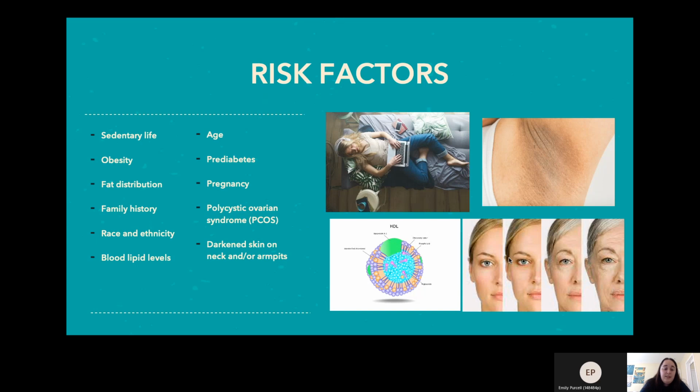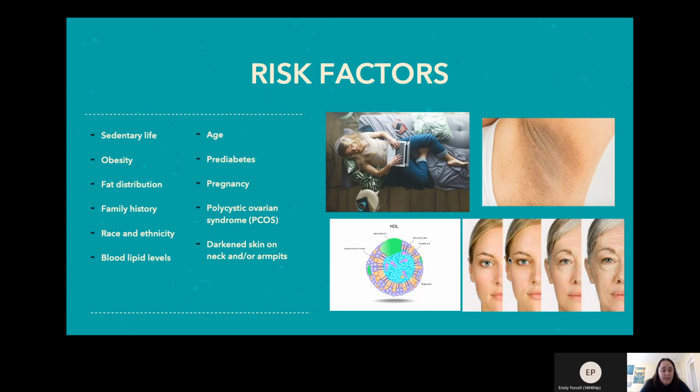Another risk factor is obesity, so simply being overweight, and fat distribution. If you have a lot of abdominal fat or visceral fat in your stomach, you're more likely to develop type 2 diabetes. The waist circumference that is a risk factor is above 40 inches in men or 35 inches in women.